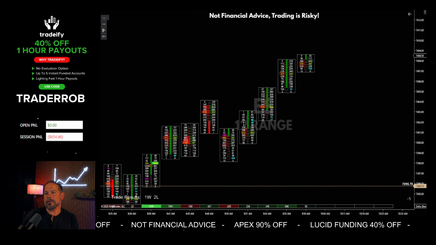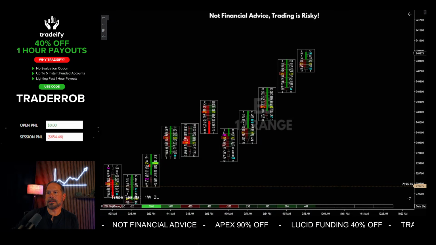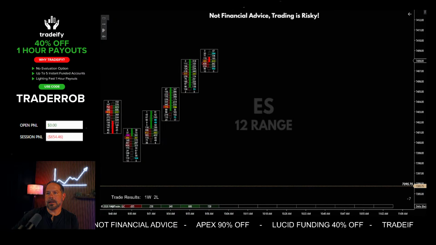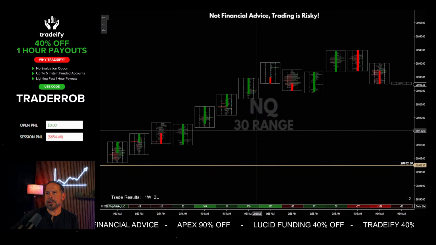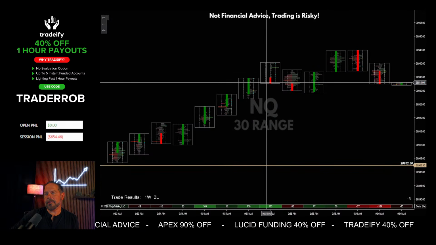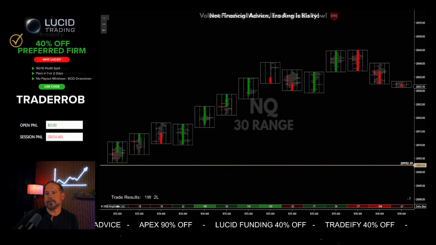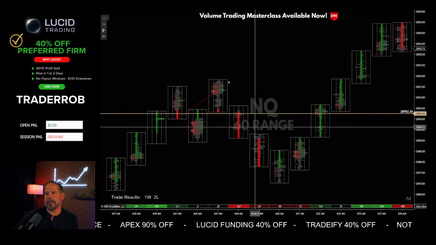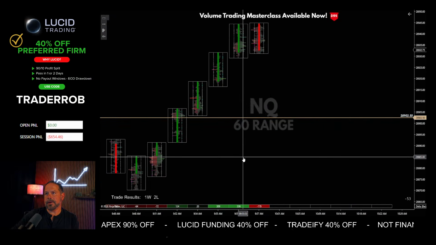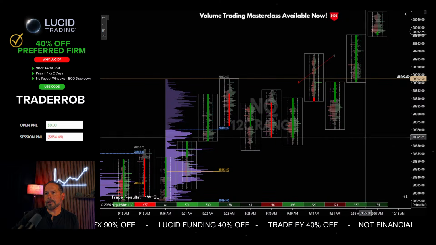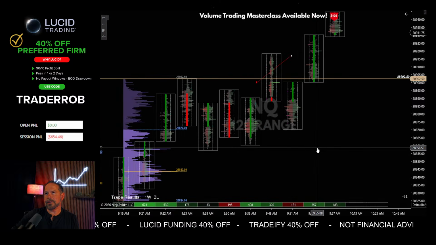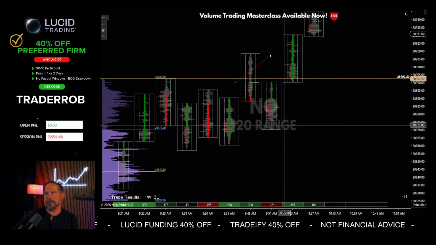So the NQ is a 30 range chart. This is like my, let's call it, super hyper scalping. Then a 60 range, which again is 15 points. And then my third is my 120 range bar, which is what I trade my AVT setup on.